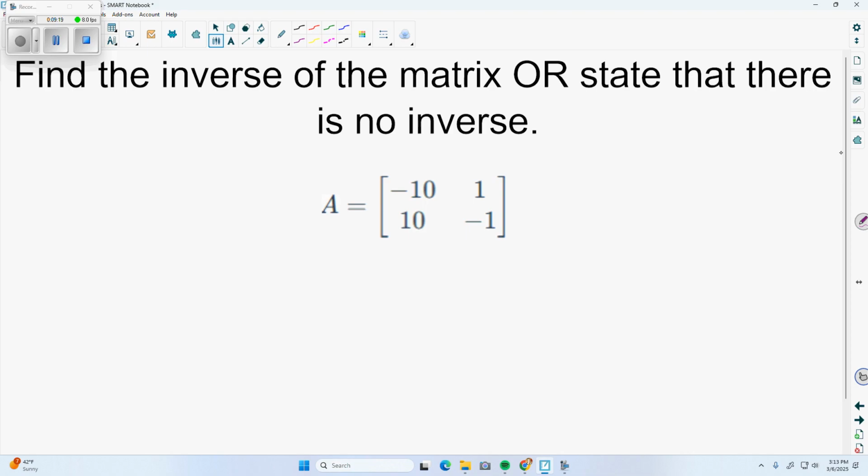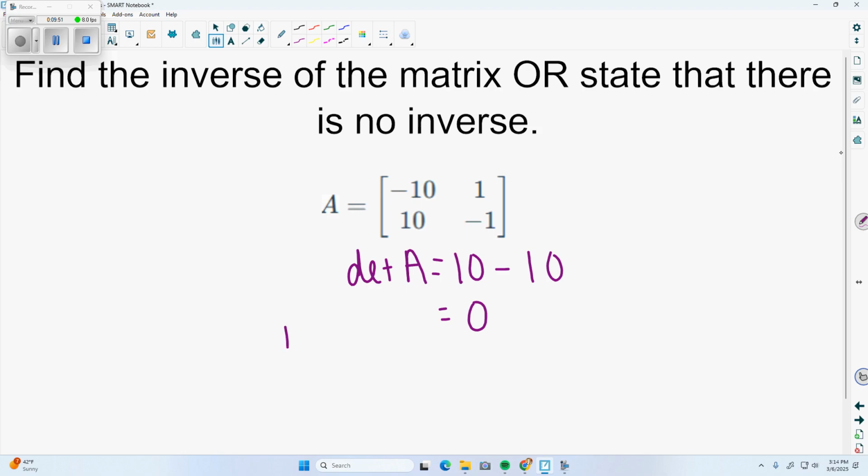Directions say find the inverse or state that there is no inverse. So let's actually see what happens here if there is no inverse. We need to start by finding the determinant. So multiply across the diagonal. Minus what I get when I multiply across the other diagonal. I get 0. Now that might be enough to you right there to say, oh, there is no inverse. If you're like, I don't know why you're saying that, Ms. Grimes, that's okay. Let's see what happens.